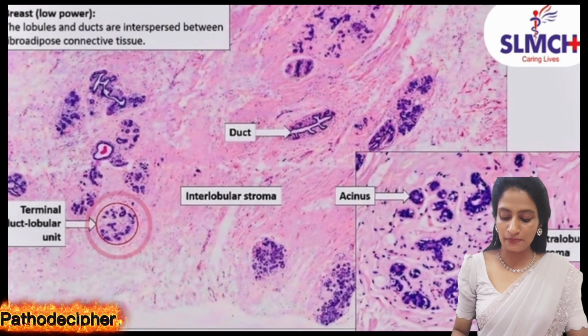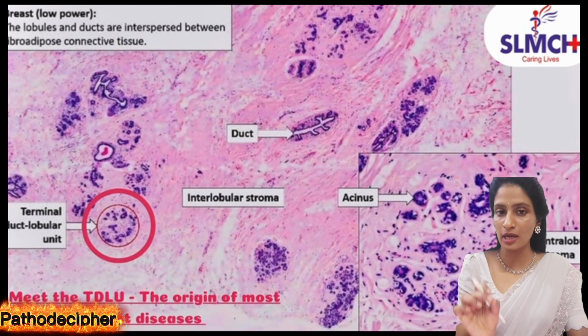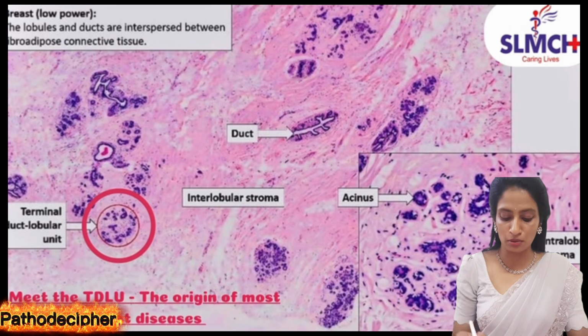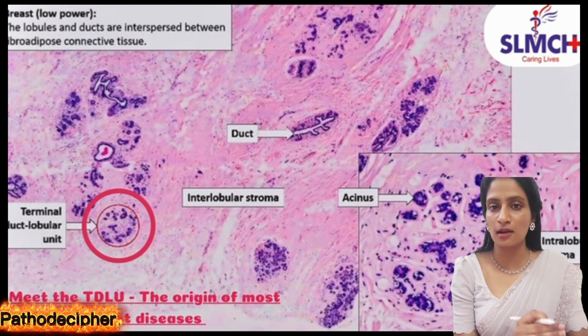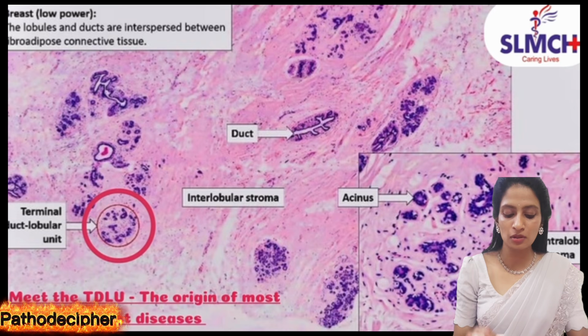Okay, so here the first circle is the TDLU, your terminal duct lobular unit, which is the functional unit where most of the breast diseases occur. Why? Because they are more hormonally active, and the proliferation will be very high in this particular area. So there will be more proliferation, and more diseases will happen in the TDLU.